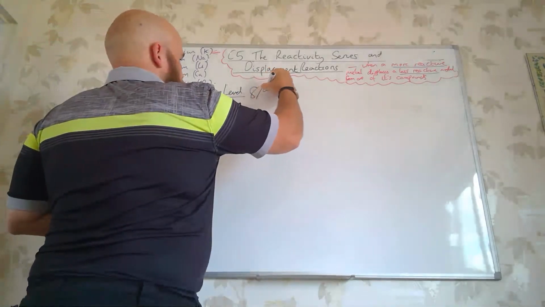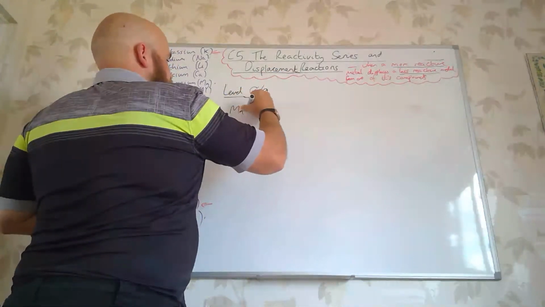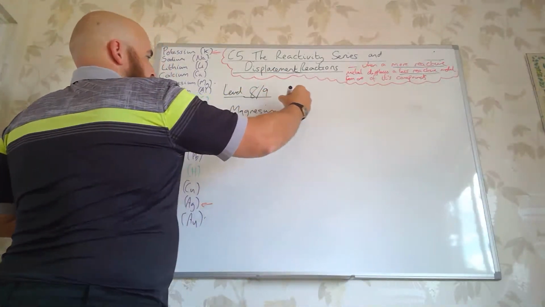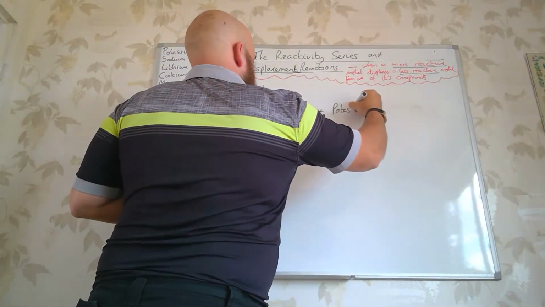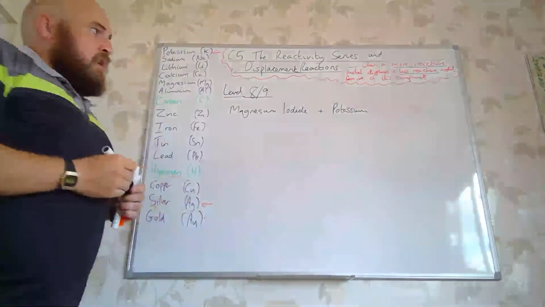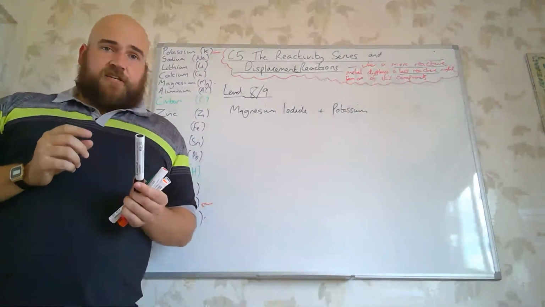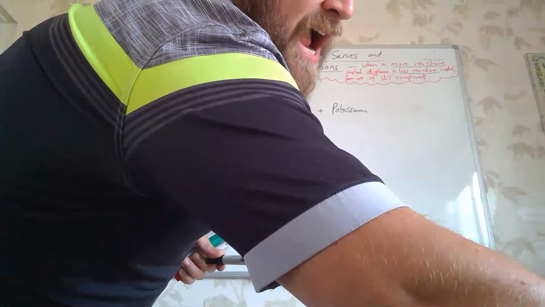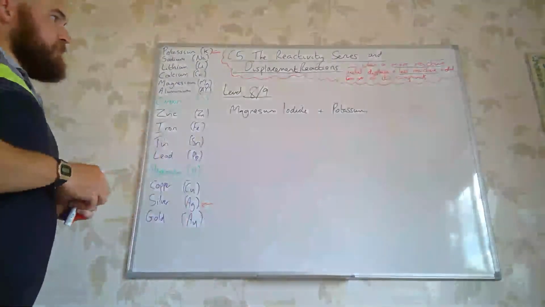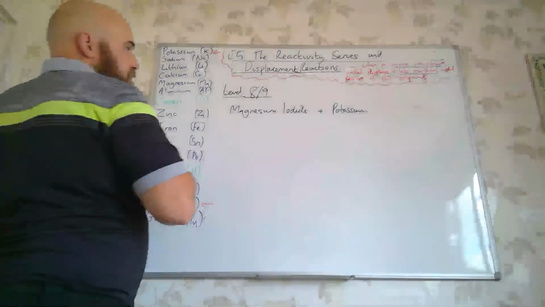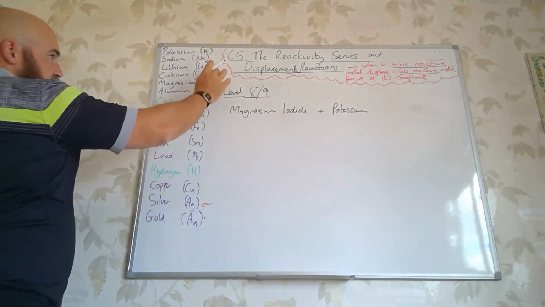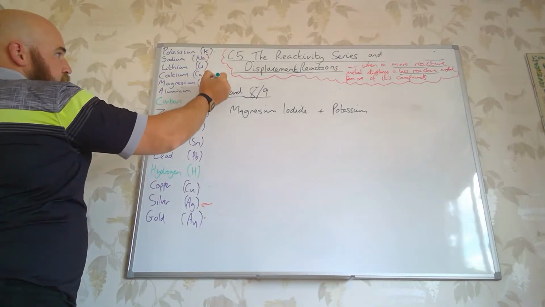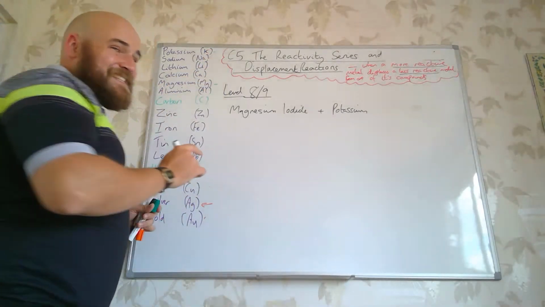So we've got magnesium iodide plus potassium. Well, the first thing to do here is to find out whether or not you're actually going to get a reaction. So I need to find, what are my metals here? I've got potassium, which is at the top, and I've got magnesium, which is just here. So potassium is more reactive than magnesium. So I am going to get a reaction here.